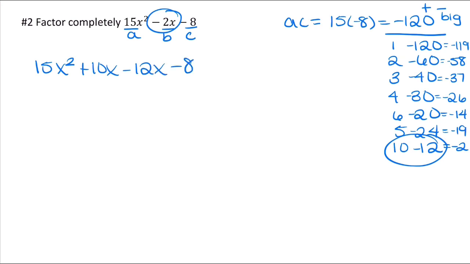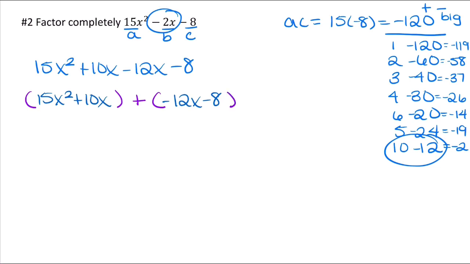Now I'm going to go ahead and put these terms into two groups. So I have now 15x squared plus 10x in one group, okay? And then I'm going to put my plus sign in the middle, and then I'm going to put my -12x minus 8 in the second group.